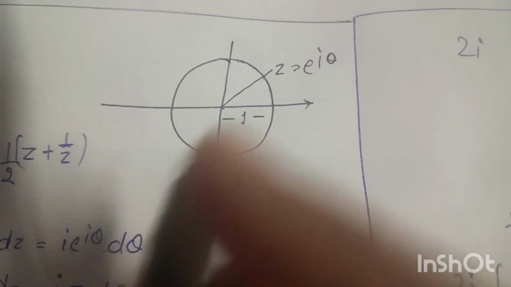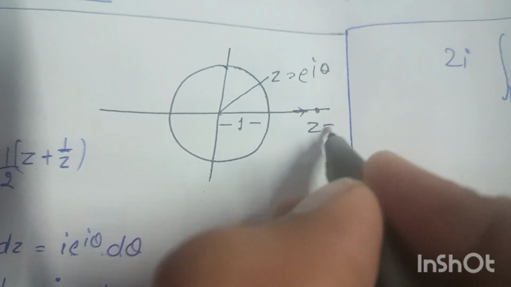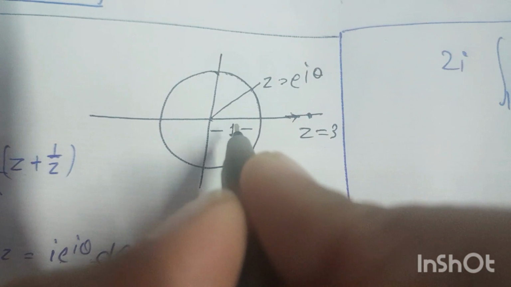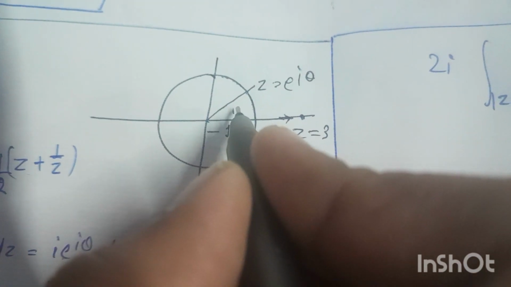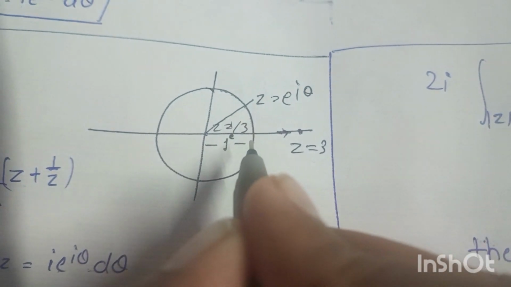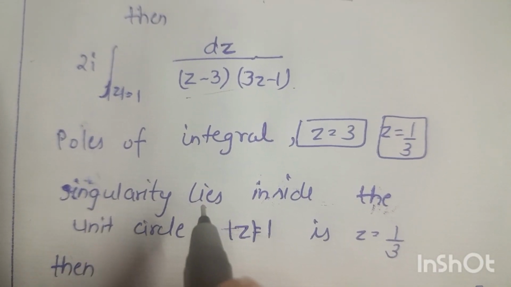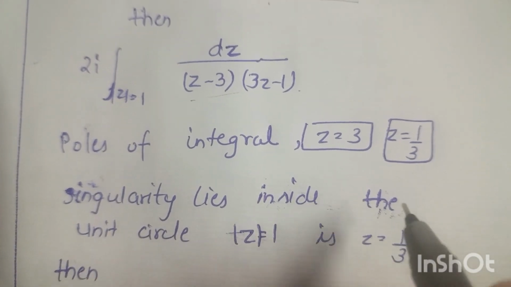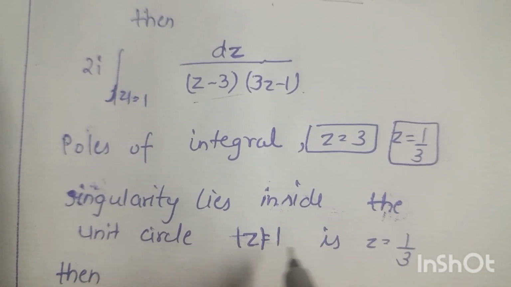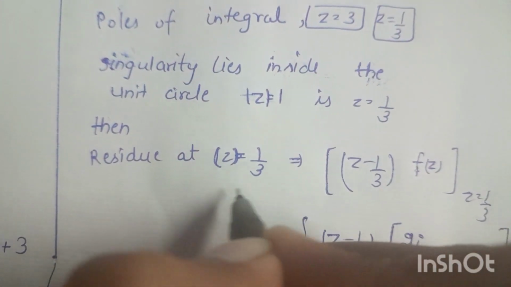By the circle, we have seen that z equal to 3 lies somewhere outside of the circle, but z equal to 1 upon 3 lies somewhere inside. So we have seen this, the only singularity which lies inside the circle is 1 upon 3. So we should only take the residue for 1 upon 3.